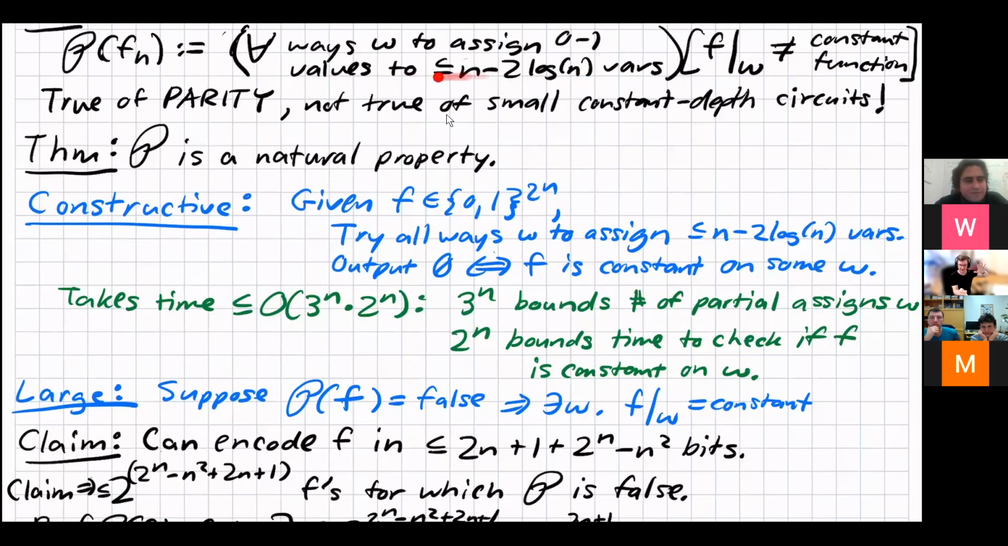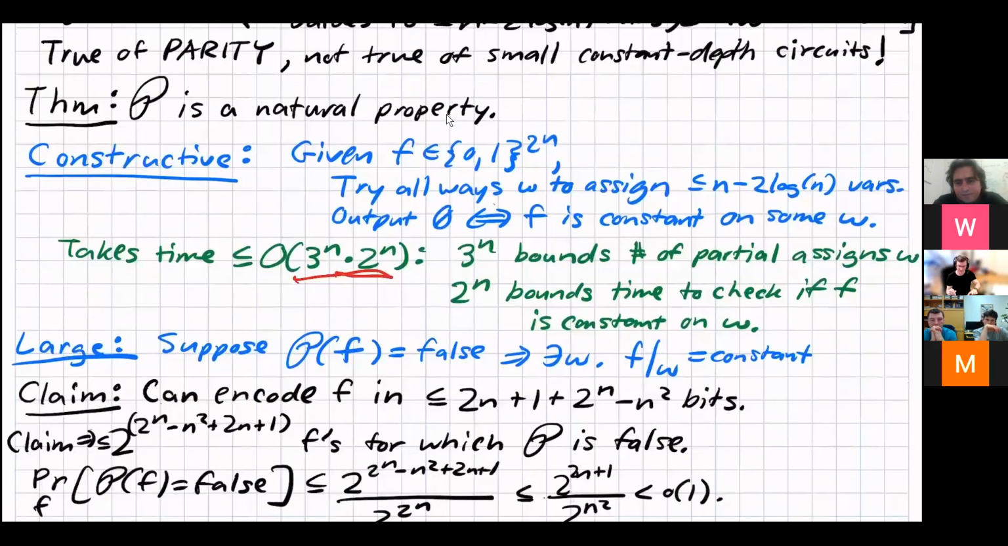And so trying all the ways, I want to check whether it's the constant function, right? I want to check whether it's the same. Is it at most 2 to the n bits to check, actually fewer usually, to check if the function is constant? After choosing a partial assignment, that's restricting the truth table to some subsequence of the truth table. I just want to check whether it's all ones or all zeros. So this is polynomial in 2 to the n, and it's also large.